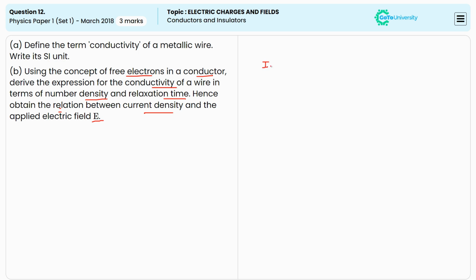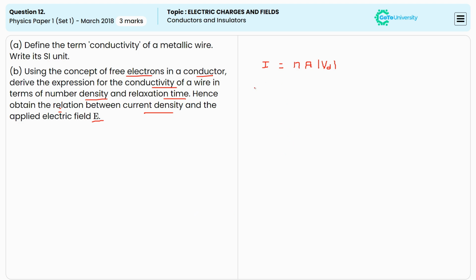is equal to, in terms of number of free electrons and area and the average drift velocity. That is I is equal to n e A Vd, where n is the number of free electrons per unit volume, A is the area, and Vd is the average drift velocity.